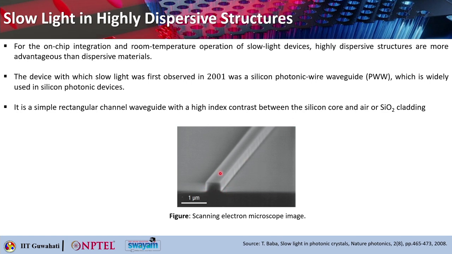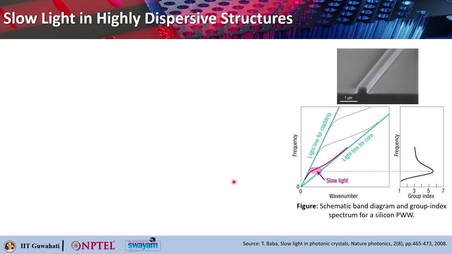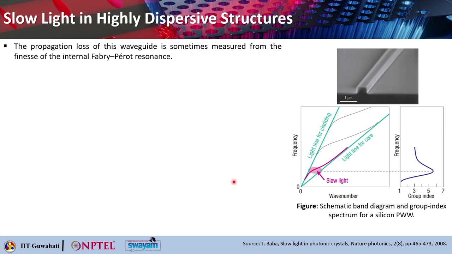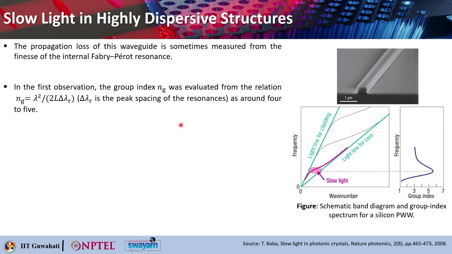It is a simple rectangular channel waveguide with a high index contrast between the silicon core and air, or silica cladding. The propagation loss of this waveguide is sometimes measured from the thinness of the internal Fabry-Pérot resonance. In the first observation, the group index Ng was evaluated from the relationship Ng equals lambda squared divided by 2 L delta lambda R, where delta lambda R is the peak spacing of the resonances, that is, the wavelength difference between the resonance peaks.